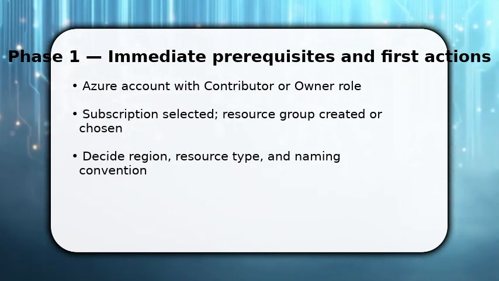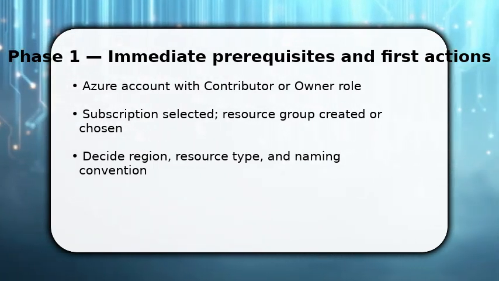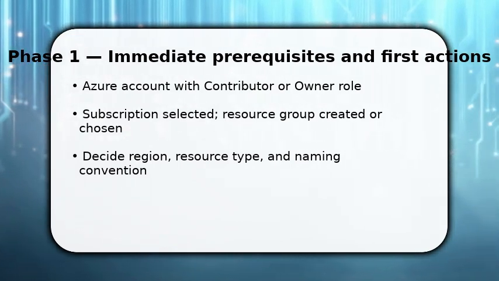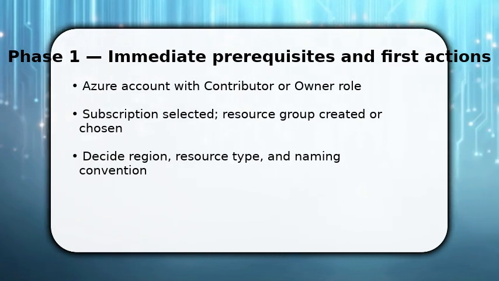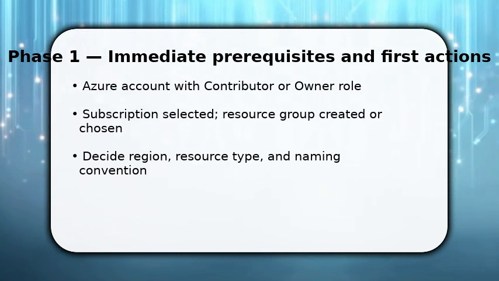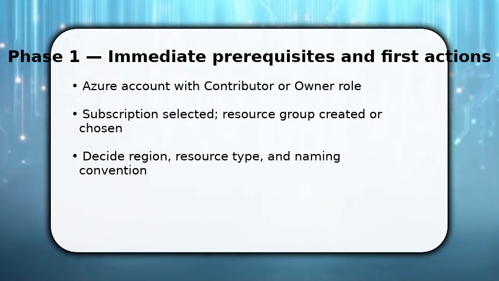Next, pick or create a resource group close to your users for latency reasons. Once done, decide the resource type and a clear name that follows your naming policy. This prepares you to use the Create wizard without interruptions and speeds up the rest of the process.